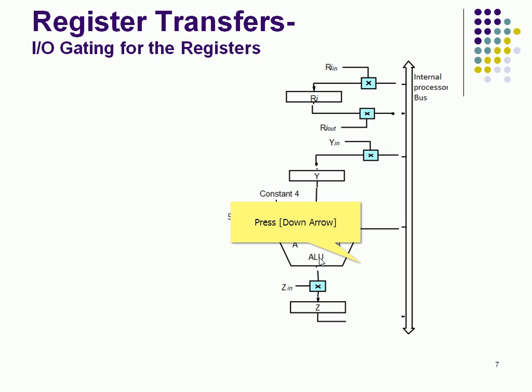If not, it will be stationed at the ALU itself. It will stay at the ALU itself till that Z in enable happens, right? When Z in enable happens, only then will the result produced by this ALU part be released from here and reach the Z register.